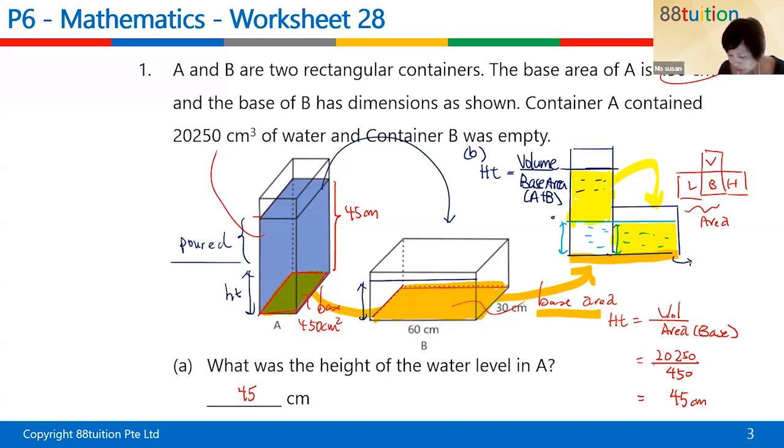I sidetrack a little here. The base A plus B, I have 450. My B will be 60 times 30. If I place them together, I will have 60 times 30 plus 450, which is 2250 on the base area. If I divide by 2250, I will get the common height. And that will give me 9 cm for here to here.